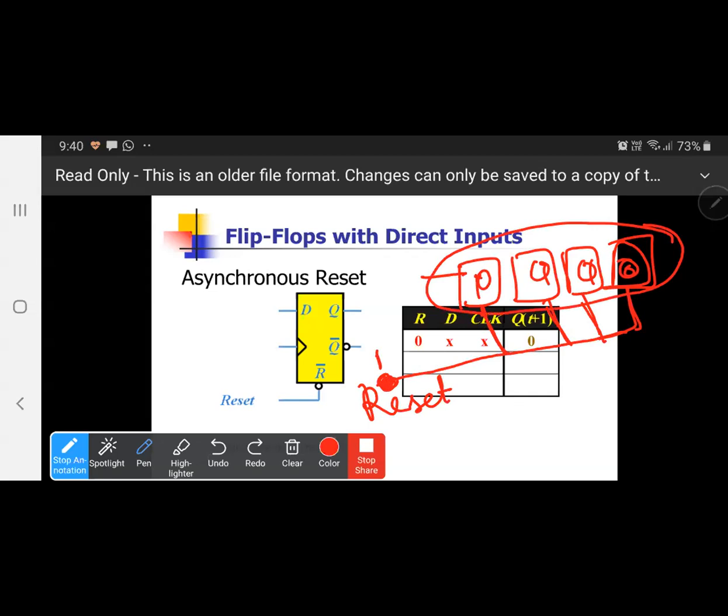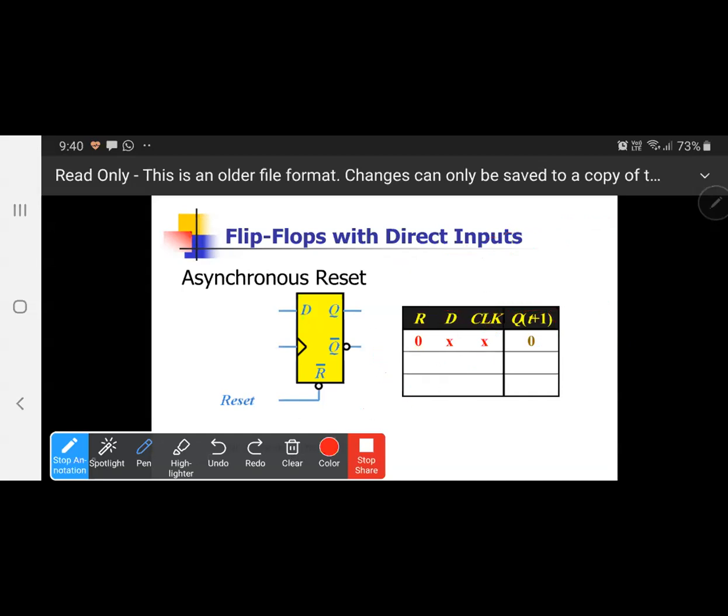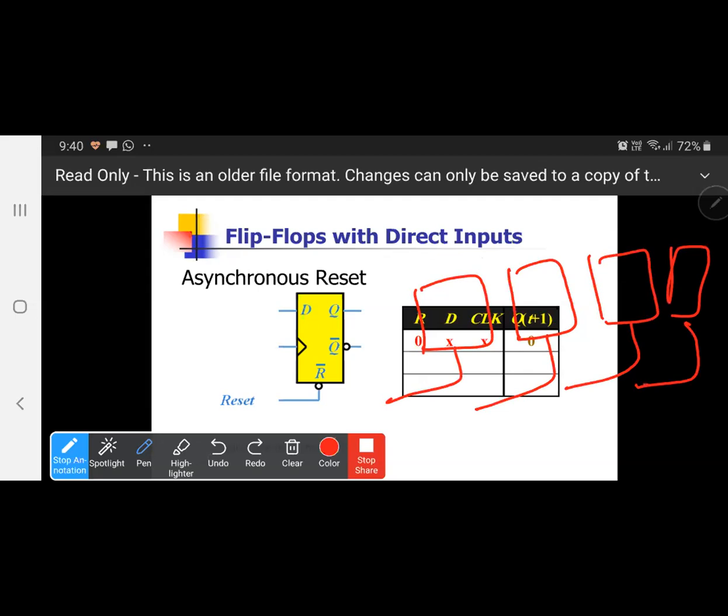Actually, we need to give the direct command to all. There is no need to give an individual command for each flip-flop, like this one reset, this one reset, this one reset. I'm going to combine all, and then I will give a common command that makes them reset. So all will be 0, 0. Clear or not? The concept of direct inputs.